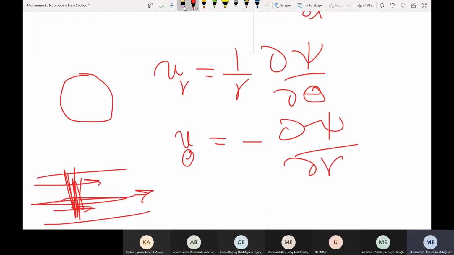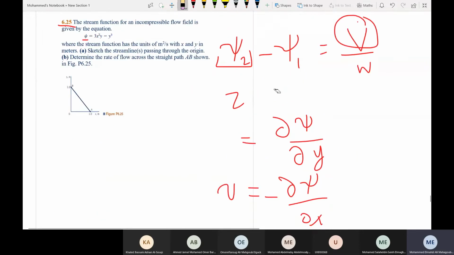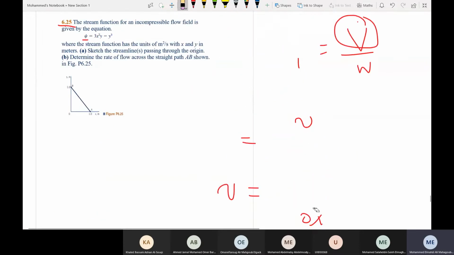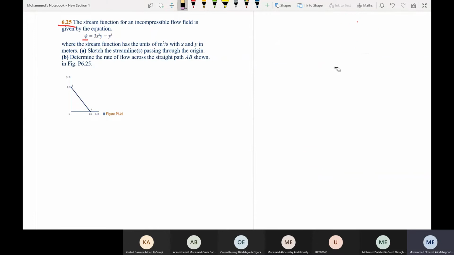So let's look at our question. It asks us for doing two things actually, meaning both methods are in the same question. The stream function for an incompressible flow field is given by this equation. So this is the stream function, where the stream function has units of meters squared per second, and x and y in meters.